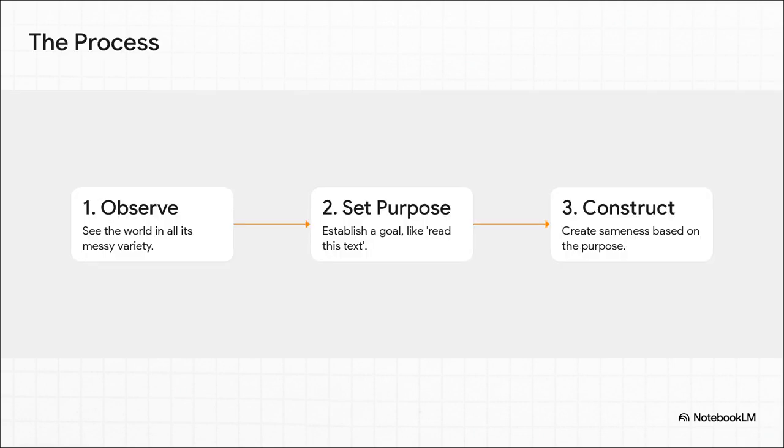So the process is pretty straightforward when you lay it out. Step 1, you see all the messy differences in the world. Every single A looks a tiny bit different. Step 2, you set a purpose, like I want to read this sentence, and boom. Step 3, based on that purpose, you build sameness. You decide all those different looking marks are just the letter A.